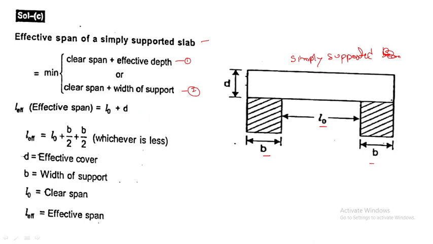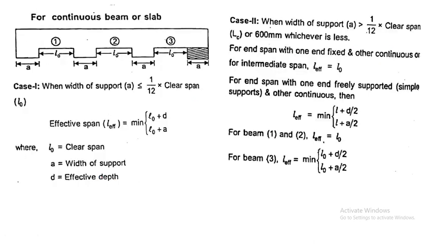So L effective is equal to L0 plus D, or L0 plus B by 2, whichever is less. D is the effective depth, B is the width of the support, L0 is the clear span, and L effective is the effective span. So you have to take the minimum value from this, right? This is about the simply supported case.